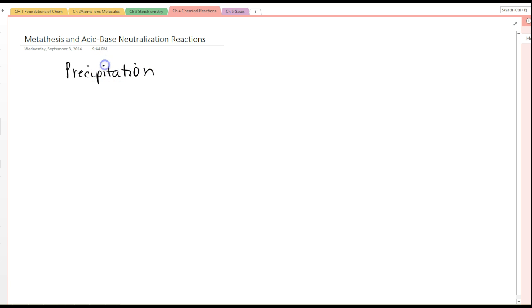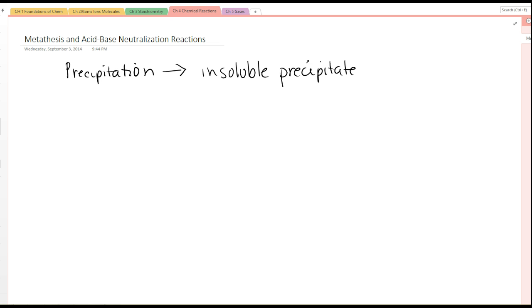Those reactions are those in which you mix two aqueous solutions usually, and it results in an insoluble precipitate, which is a solid, or an insoluble product, a product that does not dissolve in water. It's not an aqueous solution. So let's define some words here. The first is the word soluble, or solubility.